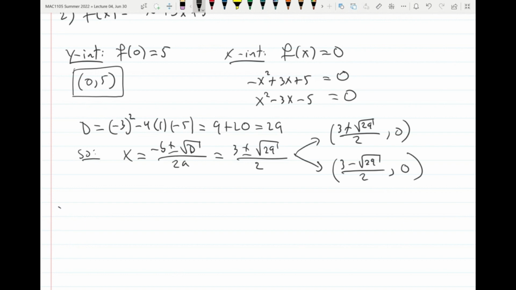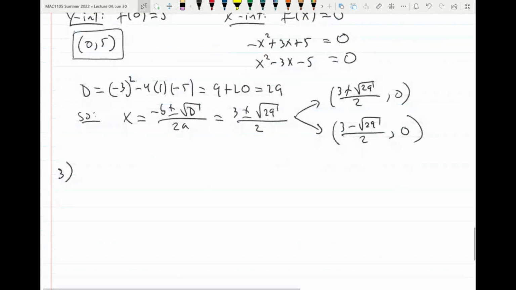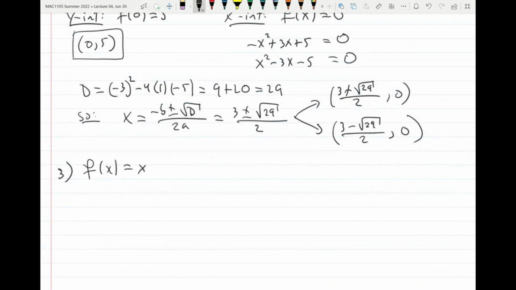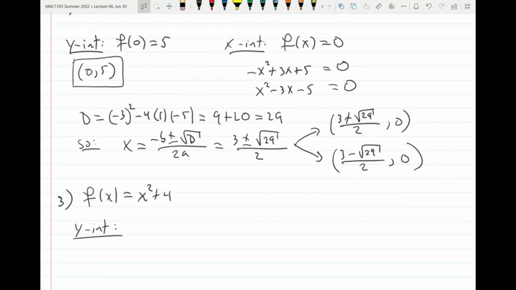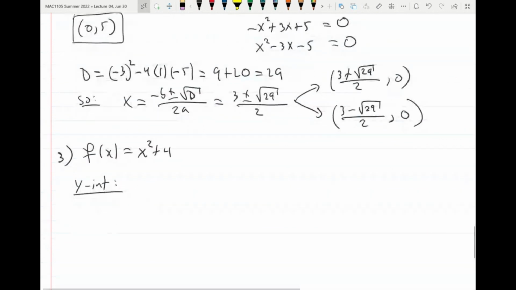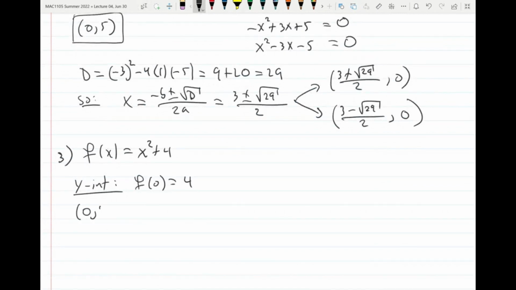Okay. And then the last one was f of x equals x squared plus 4. What's the y-intercept? 0, so 0, 4. Just plug in. The y-intercept is always easy. So you just plug in. How about the x-intercept?